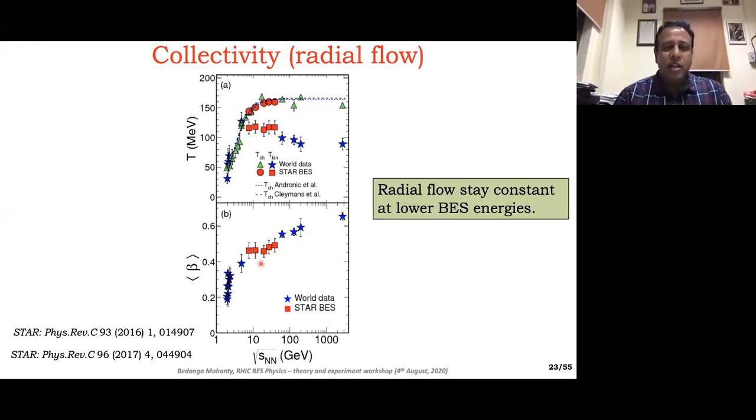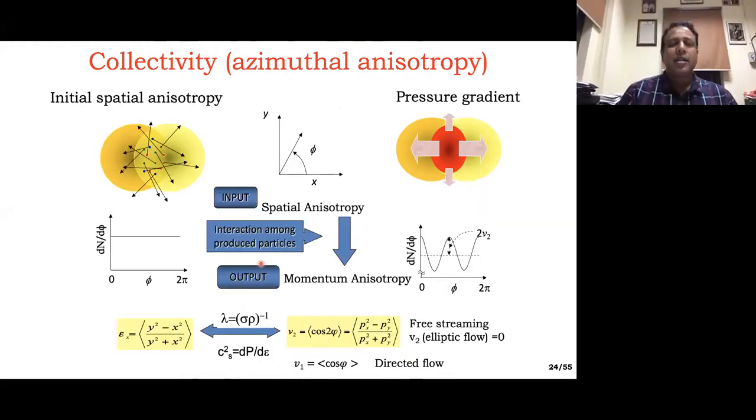Those were the results from the rate for the connection to the radial flow. Now let me look at the collectivity which one extracts from the azimuthal anisotropy measurements. So two heavy ions come and collide at non-zero impact parameter. The initial overlap region has a spatial anisotropy. The constituents of the system undergo interactions that lead to a pressure gradient which is larger in this direction compared to this. All this leads to an anisotropy in the momentum space.